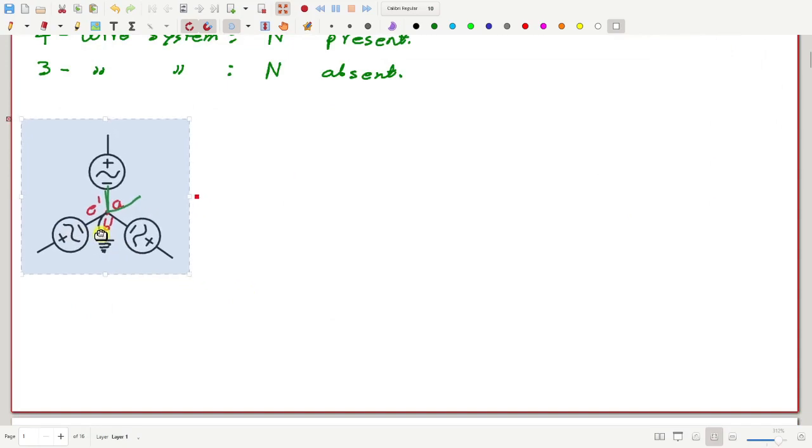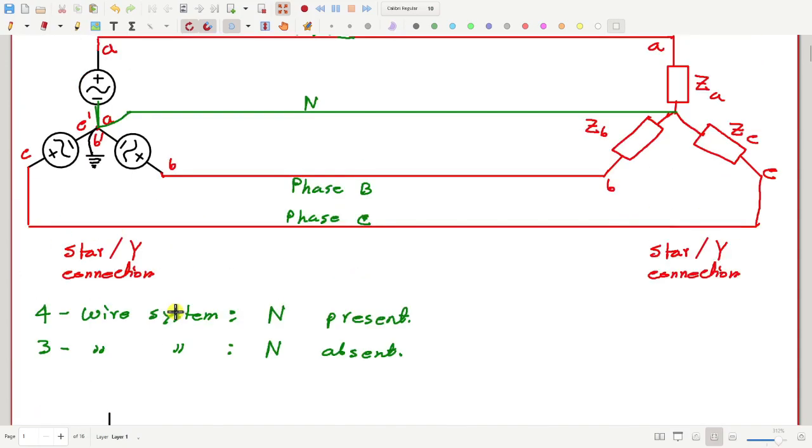Sir, why did we ground one connection? I will come to that later. Okay, so yeah, in fact, this end can also be grounded. This end can also be grounded.